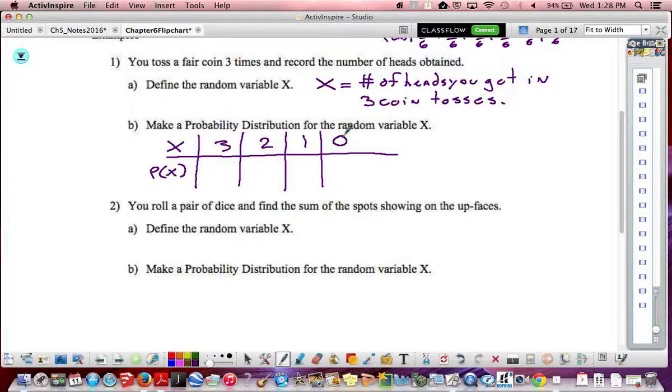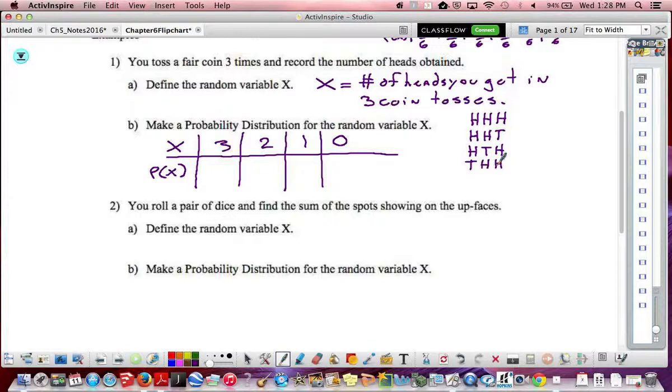To figure out this probability, it might be helpful for me to start listing out or visualize what the sample set is going to look like. For instance, getting 3 heads would be heads, heads, heads. That's the only way I could get it. However, getting 2 heads, that could be the first two are heads and then a tail. It could be the first and the last. Or it could be the last two coin tosses.